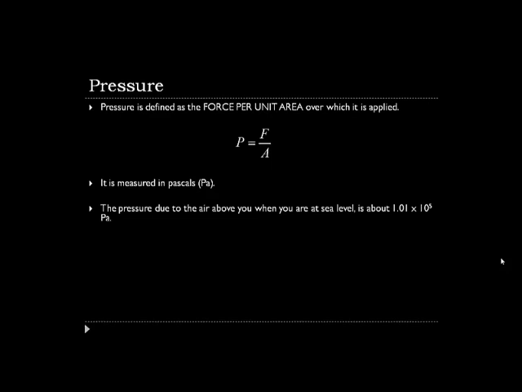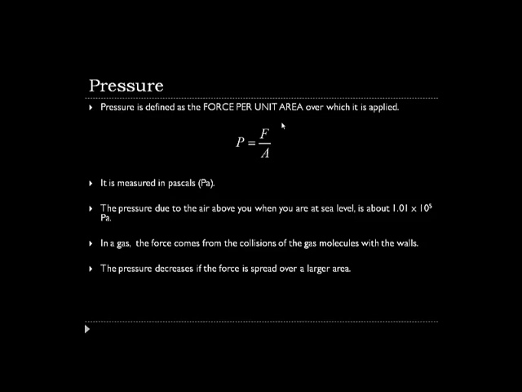Now the pressure, for example, due to the air above you, so this is gravity pushing the air down on top of us, the pressure that exerts on us is about 1.01 times 10 to the 5 pascals, or 101 kilopascals. In a gas, the force in this equation here, P is equal to F over A, comes from the collisions of the gas molecules with the walls.